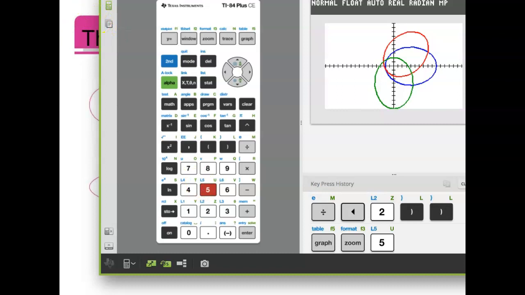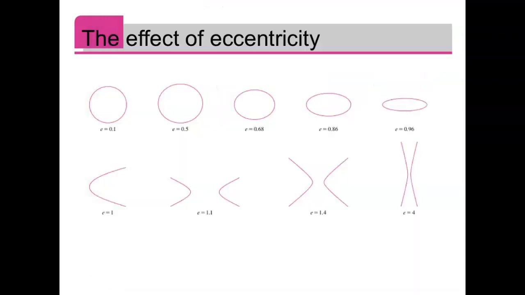Oh, here's a cool diagram just to show you how the eccentricity impacts the shape. So the closer to 0, the more circular. The closer to 1, the more elliptical. When it is 1, we get a parabola, and then when it's greater than 1, we get hyperbolas that become increasingly wide as the eccentricity grows.